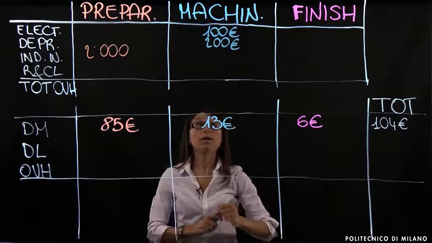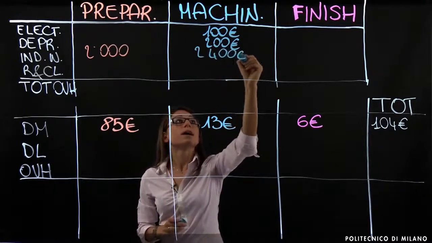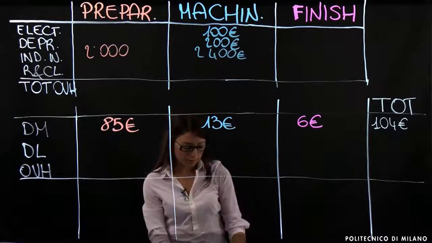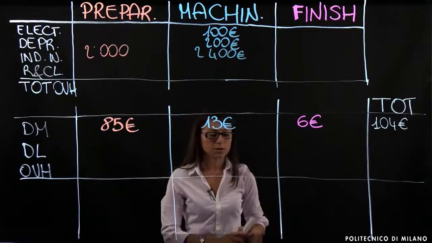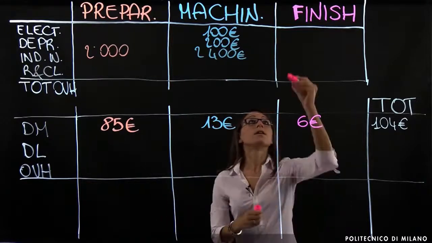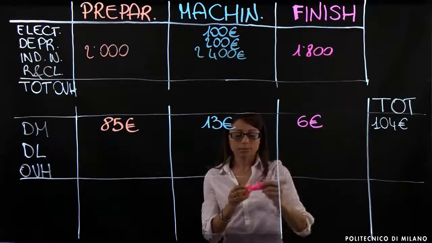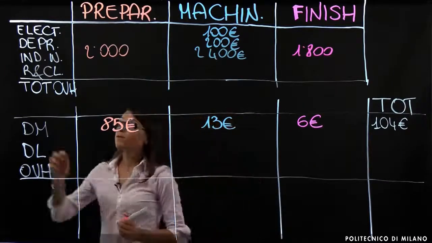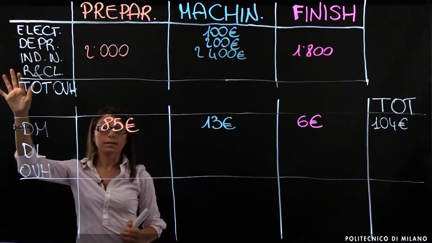Then we have 2,400, which is the value assigned to the machining department. And then we have the value that can be assigned to the finishing department, which is 1,800. Now we have the 2 categories of indirect cost that are represented by the rent and the cleaning.